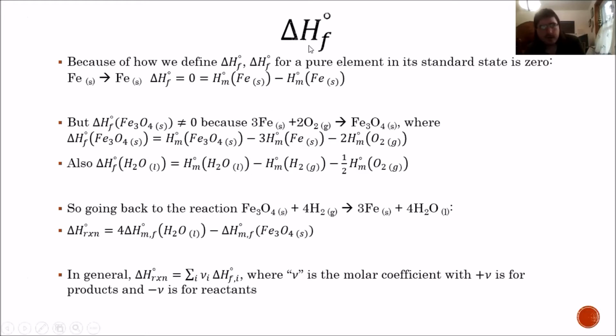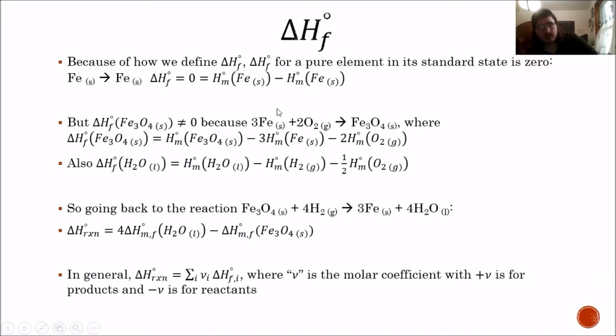Because of how we're defining this, pure elements will always be zero, because how much energy does it take to go from iron to iron? Same state, zero energy. It's the cyclic rule of state functions. If I go from 1 to 2 and back to 1, you're going to have zero. Zero enthalpy, zero internal energy for a state function, because whatever this value is, if this is 50, 50 minus 50 is still zero.